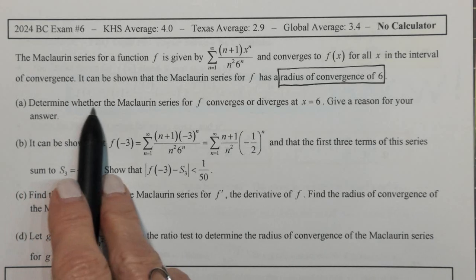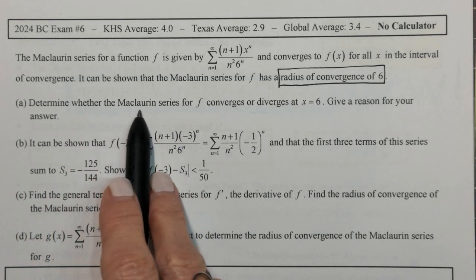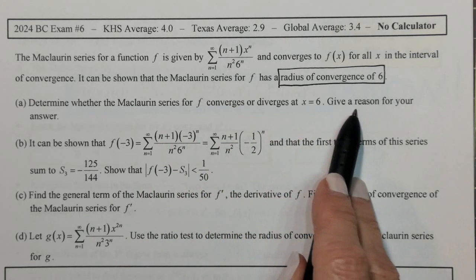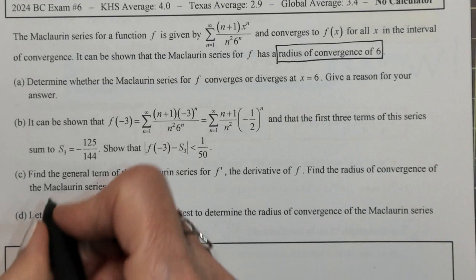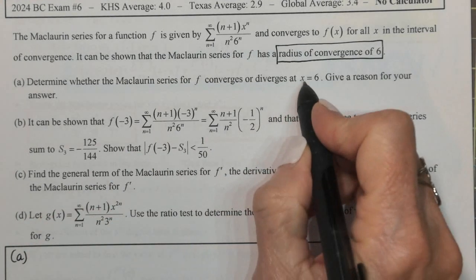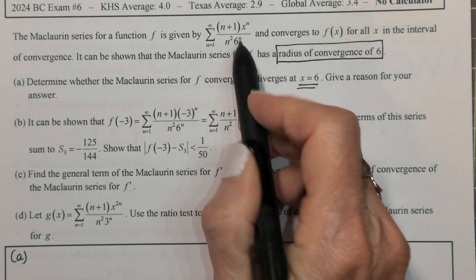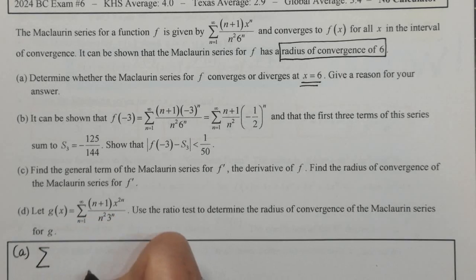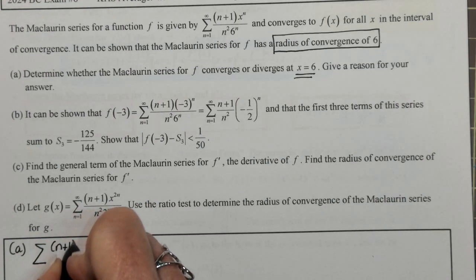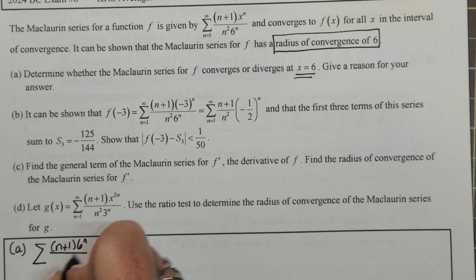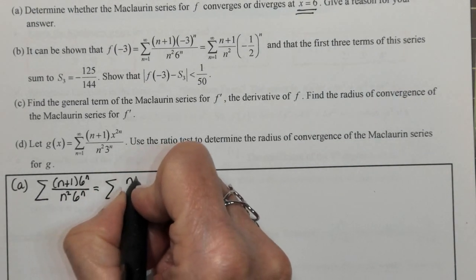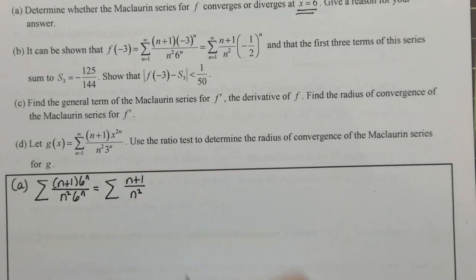Part A. Determine whether the Maclaurin series for F converges or diverges at x equals 6. Give a reason for your answer. So the first thing I'm going to do is put in 6 for x. So we will have the series n plus 1 times 6 to the n divided by n squared times 6 to the n. Well, the 6 to the n's reduce out, and we're left with n plus 1 over n squared.